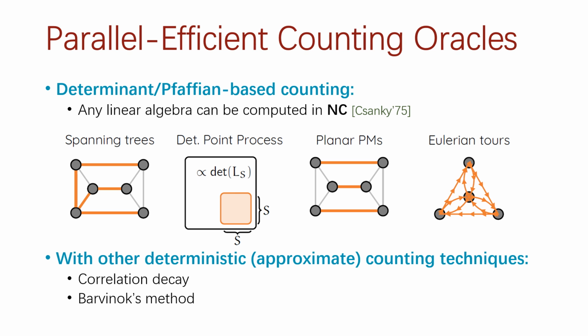The study of parallel sampling while counting could be interesting in theory because there are many parallel efficient counting techniques. The most famous one is determinant or Pfaffian-based counting that works for a large family of problems like counting spanning trees. This technique is parallel efficient since any linear algebra can be computed in NC time, and other counting techniques include correlation decay and Barvinok's method.